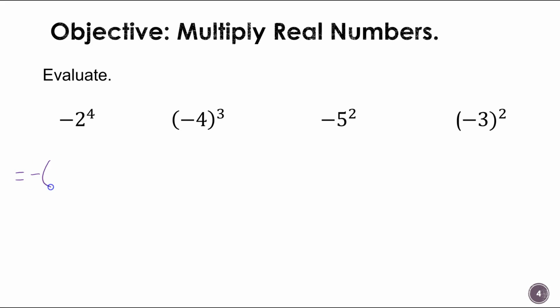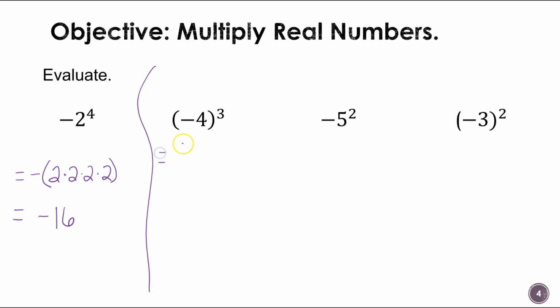So I'm going to put the negative on the outside. 2 is the base, so it's 2 to the 4th power. 2 times 2 times 2 times 2, not 3. I was thinking of the parenthesis. And then if I multiply that out, I get 16. 2 times 2 times 2 times 2, and this will be a negative 16.